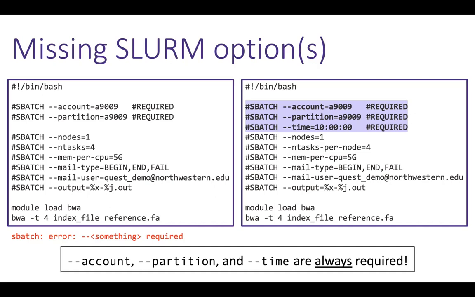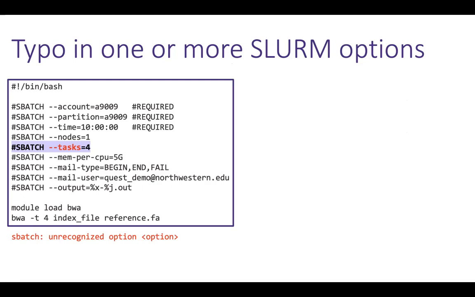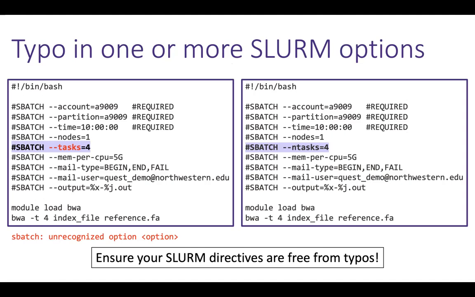If you have typos in one or more of the sbatch options specified in your submission script, you may encounter the unrecognized option error. If you see this one, carefully inspect your sbatch options for any typos and resubmit your job.